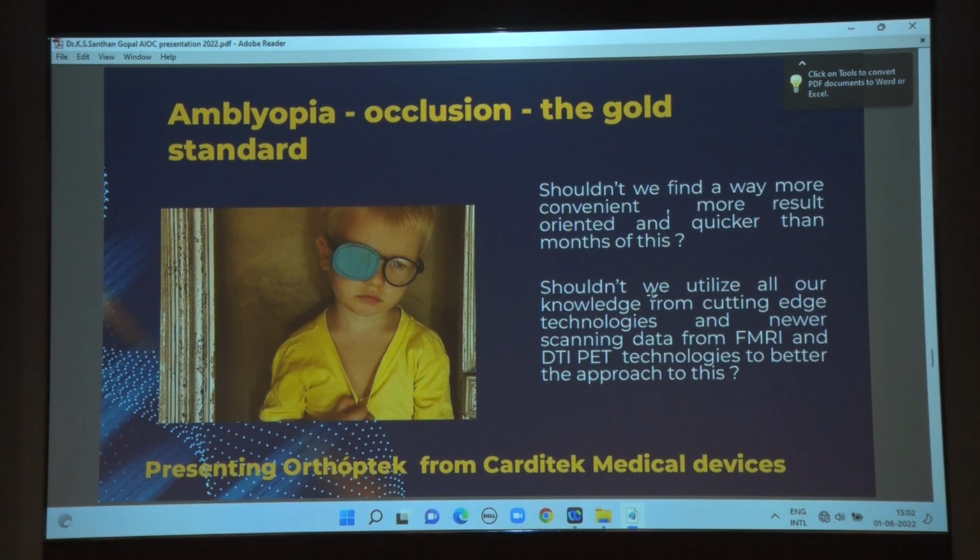What I am presenting here is called Orthoptech from Carditech Medical Devices. We have designed an instrument which utilizes the so-called top-down impulses coming down from the parietal lobe to the occipital lobe level 4C beta. That stimulates the fast-forwarding of impulses from 4C beta to the inferotemporal cortex for rapid analysis of the image. As I told you, occipital cortex V1 is only a forwarding center. It does not do any analysis of the image.